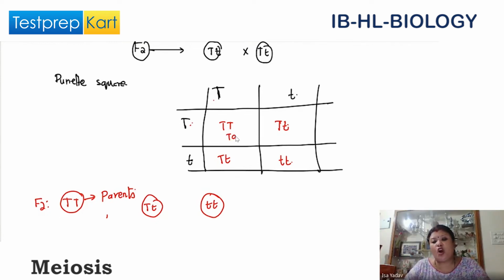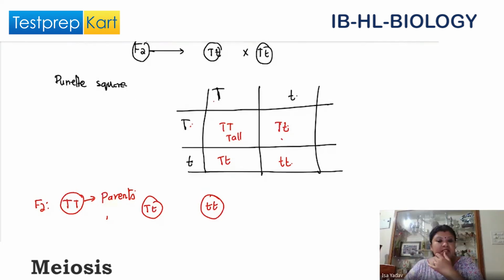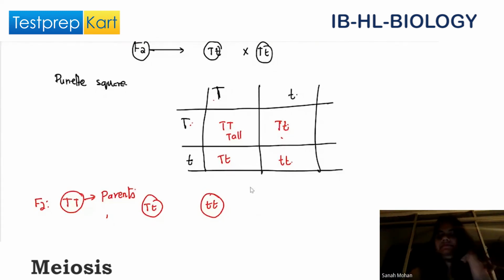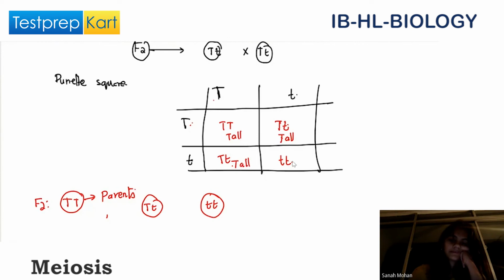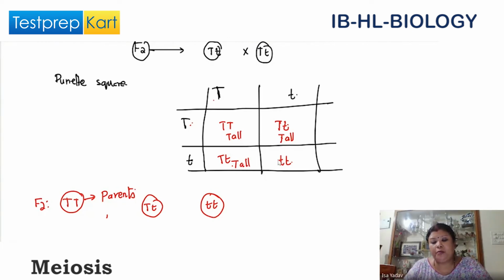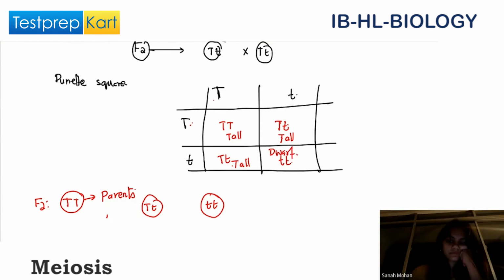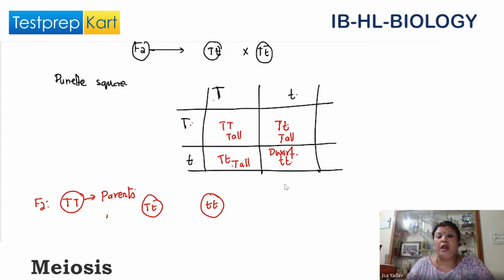Okay. So how many capital letter T did we get? This means it is tall. What do you understand by this, capital letter T, small letter T? Is it tall or dwarf? Tall. Yes, it is tall. What about this capital letter T, small letter T? That is also tall. What about small letter T, small letter T? Dwarf, right? Yes.